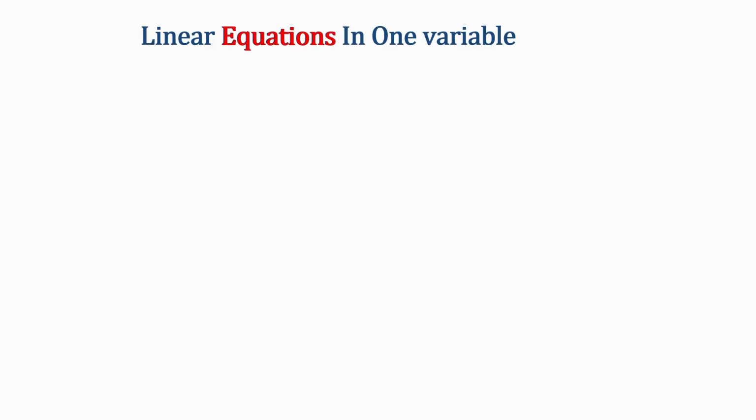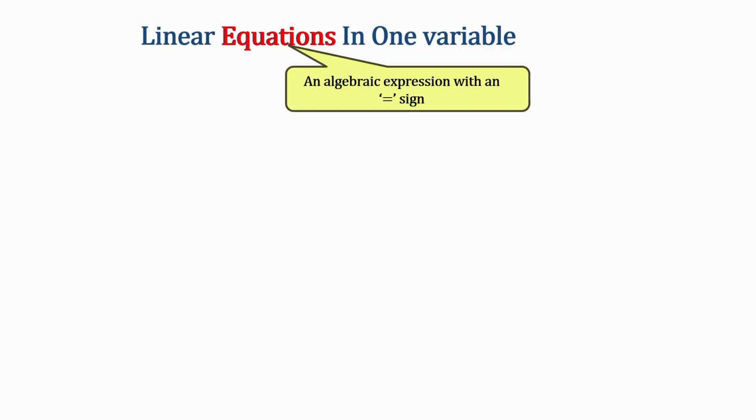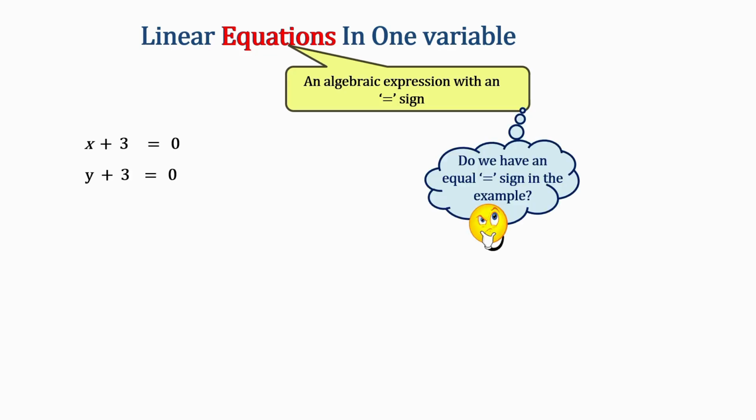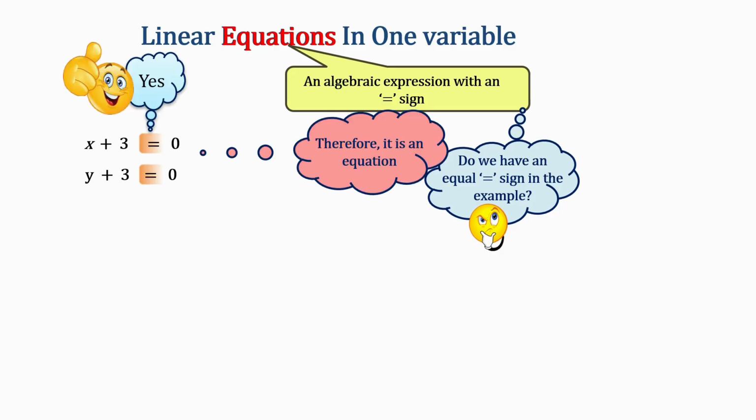Now, first we need to understand what we mean by equations. An equation is an algebraic expression with an equal sign, like x plus 3 equal to 0, y plus 3 equal to 0. Do we have an equal sign in the example? Yes. Therefore, it is an equation.